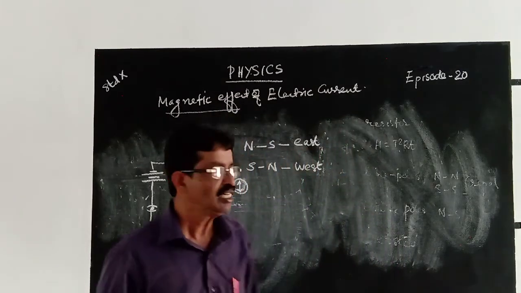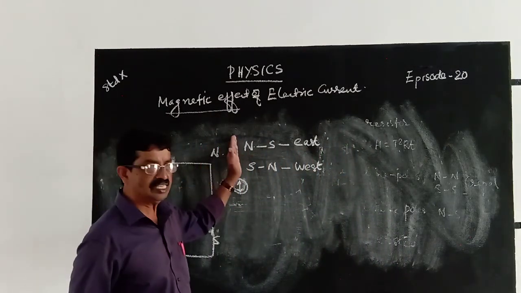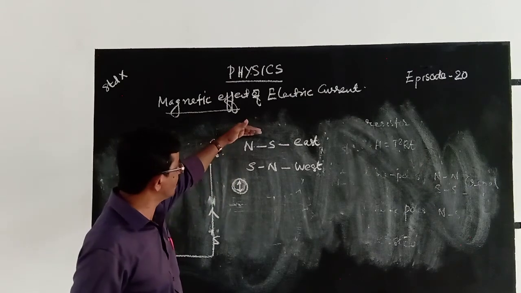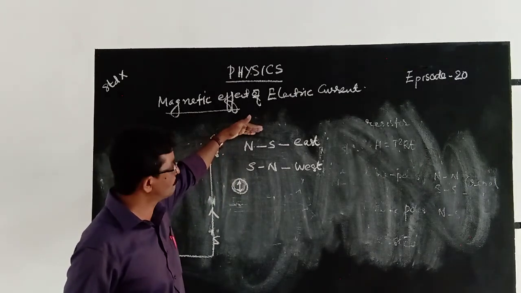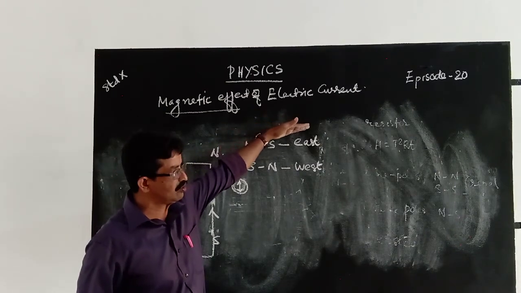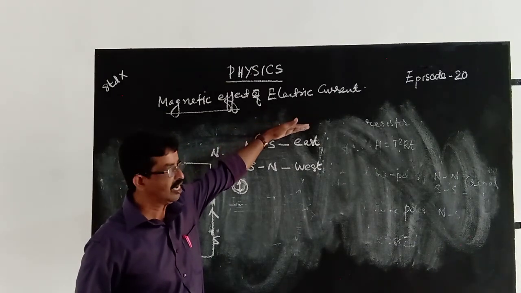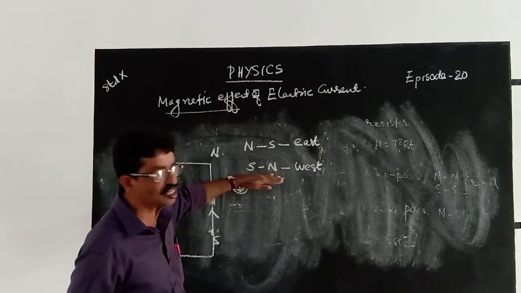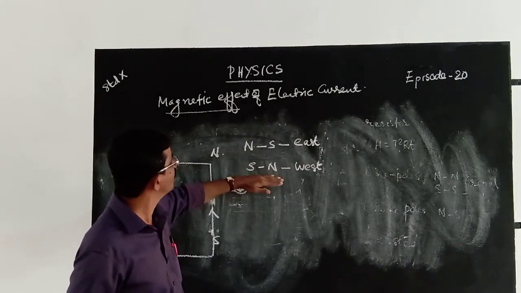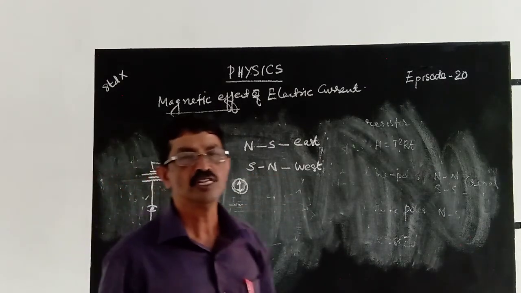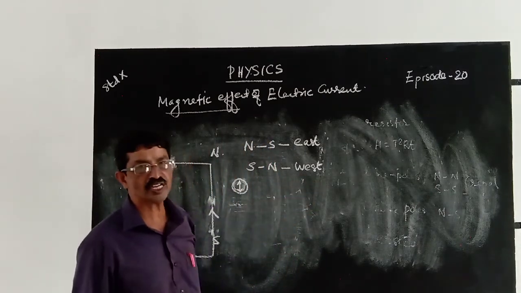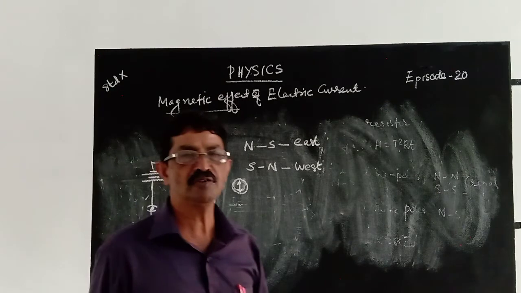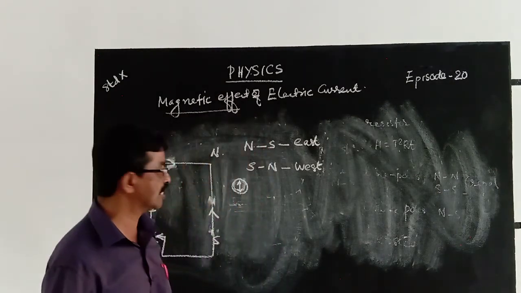When the direction of current changes, here the current was from north to south and the deflection was in the east way. Now we change the direction of current. Now the current flows from south to north. What happens to the direction of deflection? Now the direction of deflection changes to west.